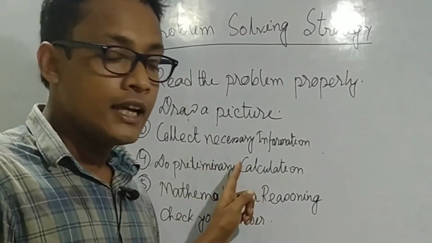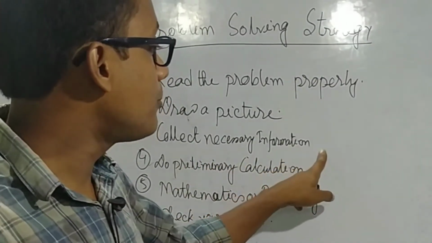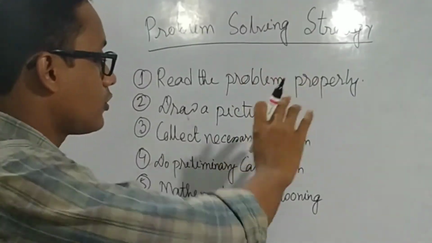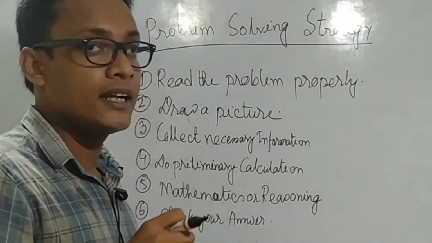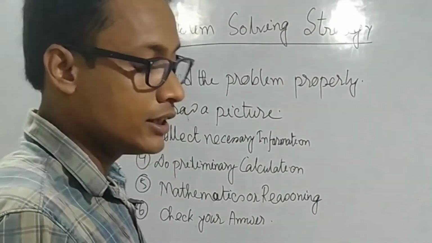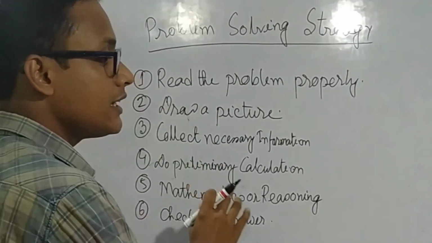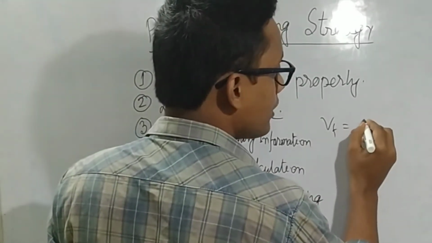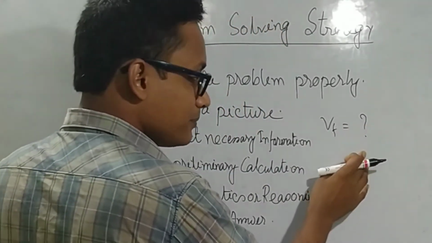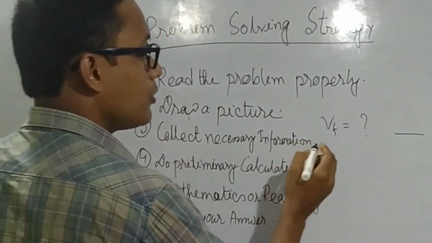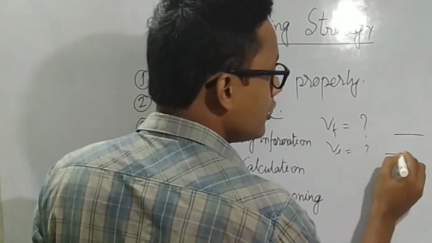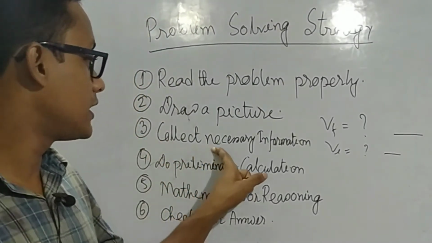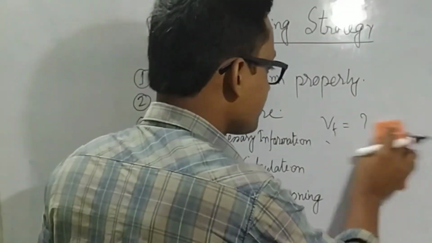So a graph or a picture is very important to solve a problem in physics. Then collect necessary information. We have to collect the necessary information given in the question. Let us consider the initial velocity, final velocity, and time are given in a question. We have to collect the information in such a way: V final, that will represent the final velocity, and we write down the magnitude with unit. Then we write down the initial velocity similarly with unit.